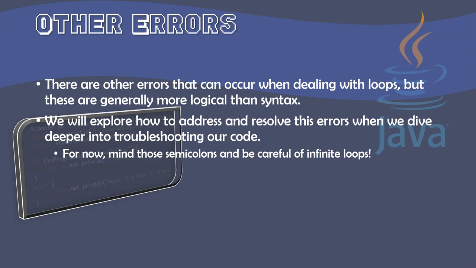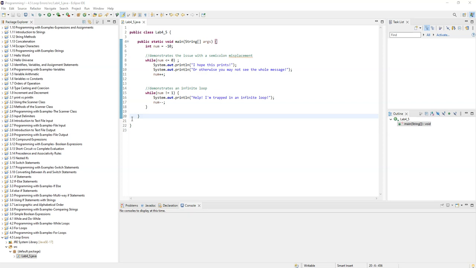So for now, the biggest thing is just to be mindful of our semicolon placement and to be careful of those infinite loops, unless it's a situation that actually calls for it. And here is an example of what code might look like if we have these types of errors. Here I have a semicolon misplacement, and you can see I have just a while loop with a semicolon. There are no curly brackets.